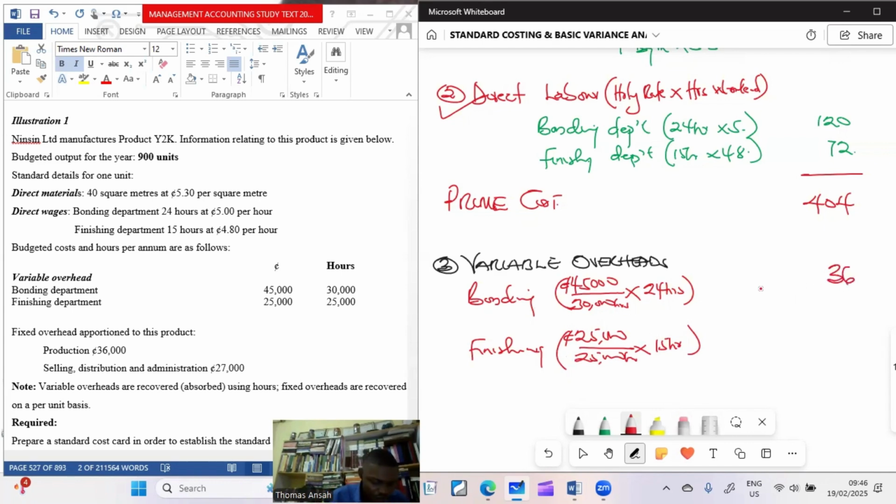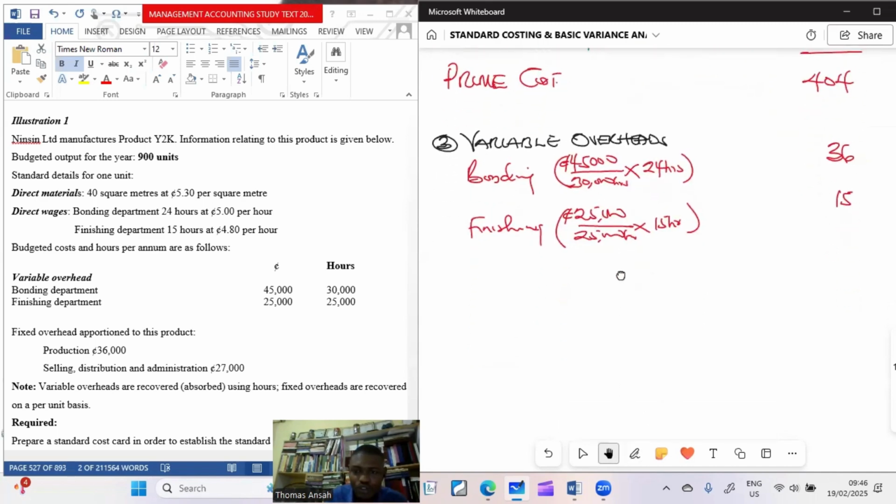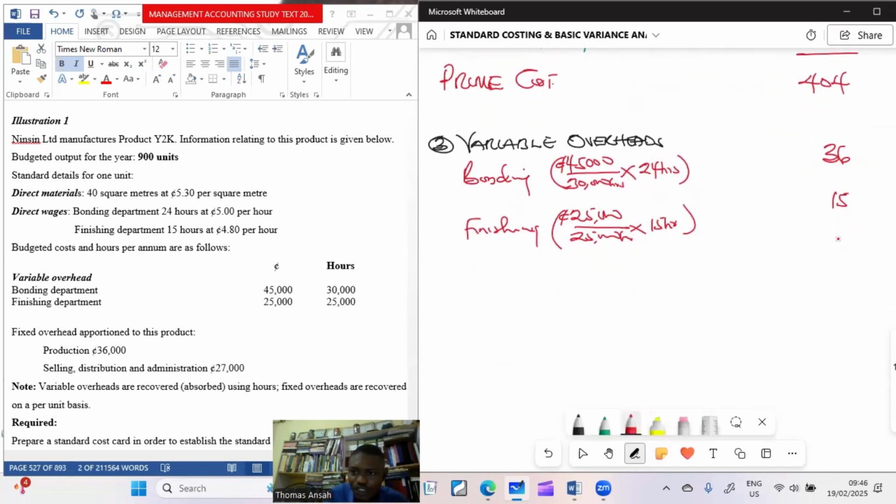And this one gives me, oh, this is just one, it's 15. All right, so that is what I have. Now, you've added all your variable overheads. Now, these are variables. If I put these things together, including the variables, I have what we call the marginal cost. Marginal cost. So basically, that is that. This is called marginal cost.